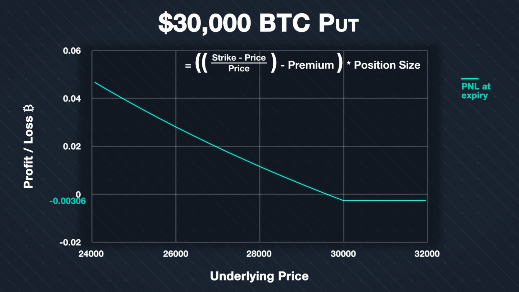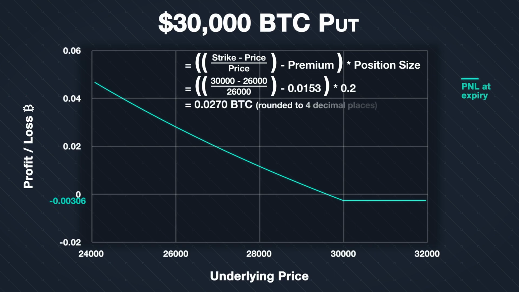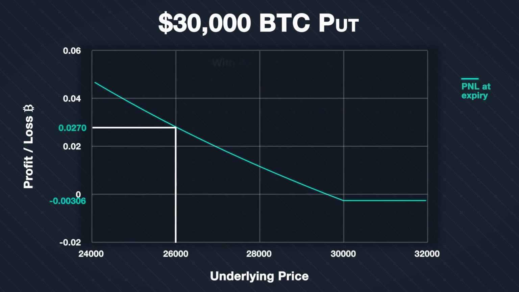As an example, if the price of Bitcoin continues moving down, all the way to $26,000 at expiry, we can calculate our profit as 30,000 minus 26,000, divided by 26,000, minus 0.0153, all multiplied by 0.2, which equals 0.0270 Bitcoin rounded to 4 decimal places. This would leave us with an account equity of about 0.227 Bitcoin, which with a Bitcoin price of $26,000 means the USD value of the account is about $5,902.